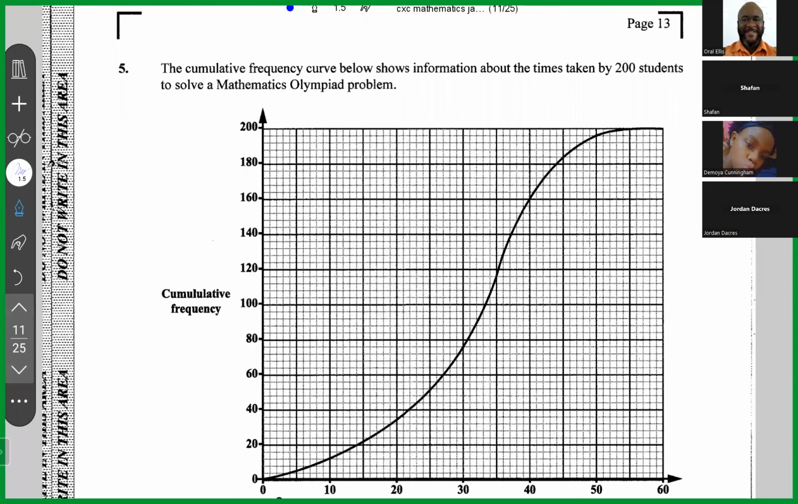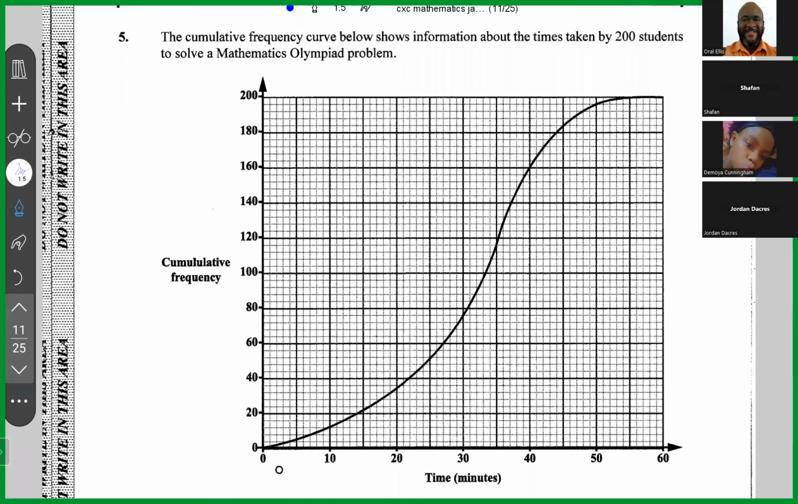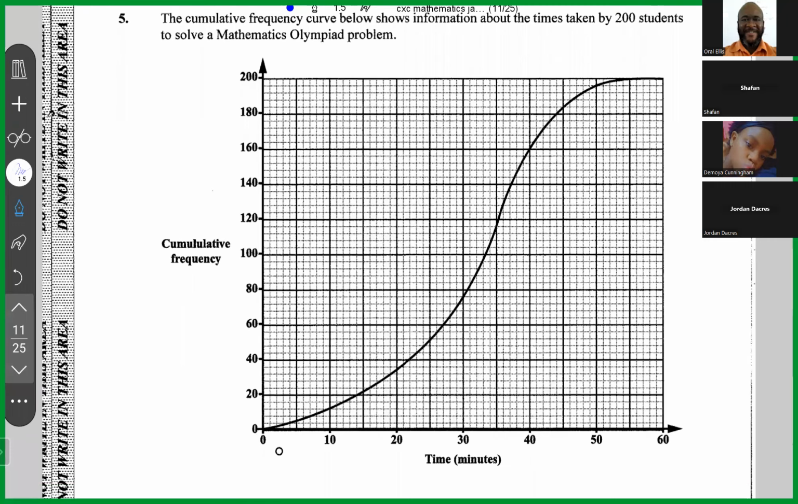All right, question number 5 says, the cumulative frequency curve below shows the information about the times taken by 200 students to solve a mathematics Olympiad problem. All right, so we have our cumulative frequency curve. At the bottom, we have time in minutes. So for the cumulative frequency, this would be the upper class boundary. And over to the left, you have the cumulative frequency.